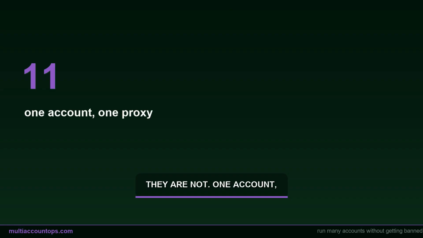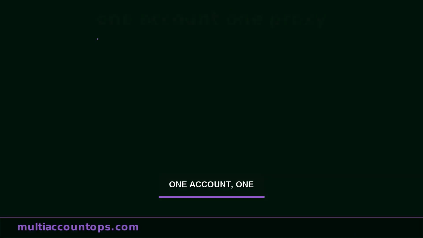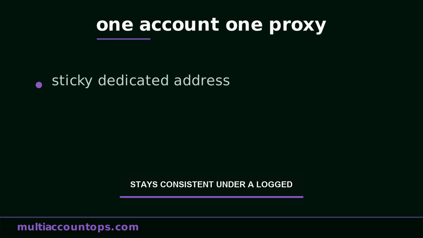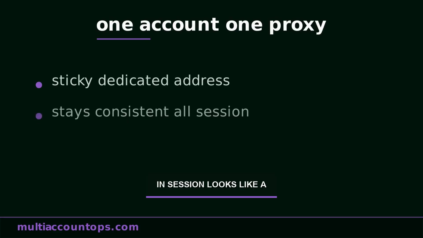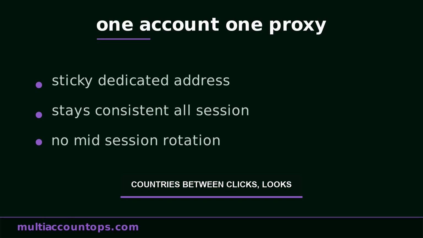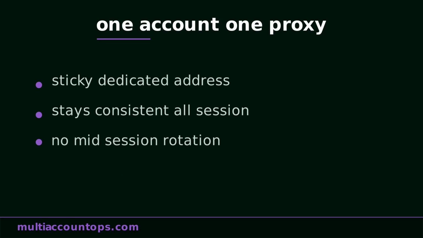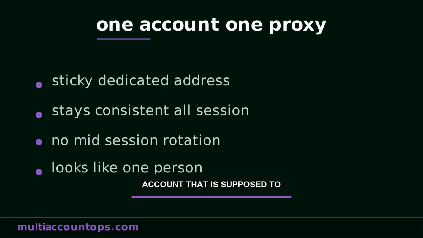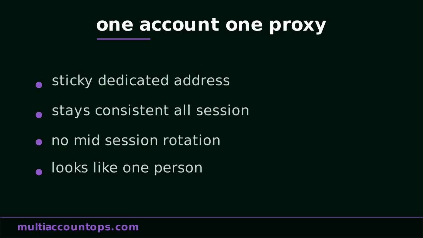They are not. One account, one proxy. For anything with a login, the rule that saves the most accounts is simple. One account, one sticky, dedicated proxy, held steady. An address that stays consistent under a logged-in session looks like a person with a home connection. An address that rotates mid-session, jumping cities or countries between clicks, looks like exactly what it is. Rotation has real uses, but not underneath a single account that is supposed to be one settled human being. Keep the identity and its address paired and stable.